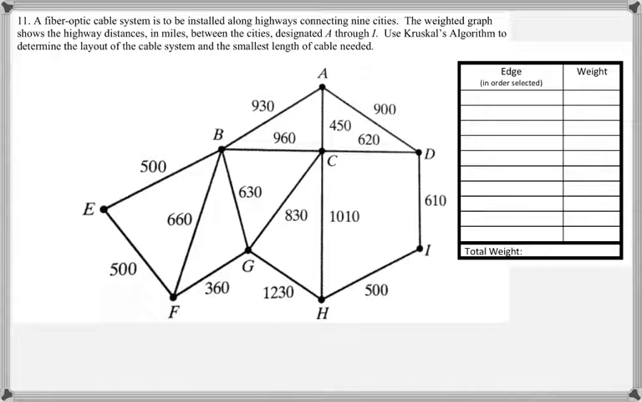So because we have 9 cities, or 9 vertices, that means that we are going to need 8 edges. And our first edge is going to have the lowest value. So if we look, that would be 360. So FG. The next highest value is 450, which is AC.